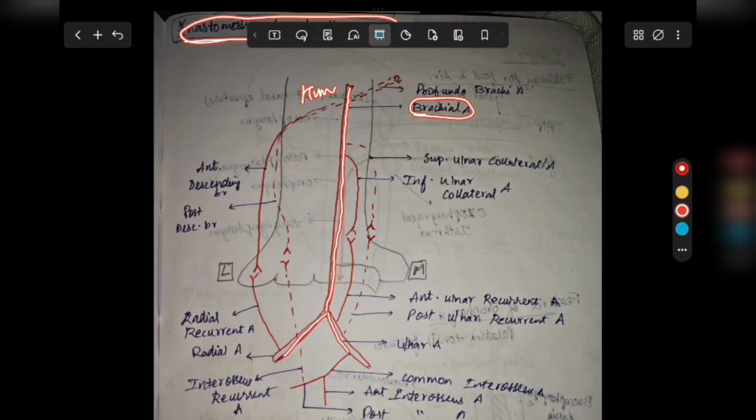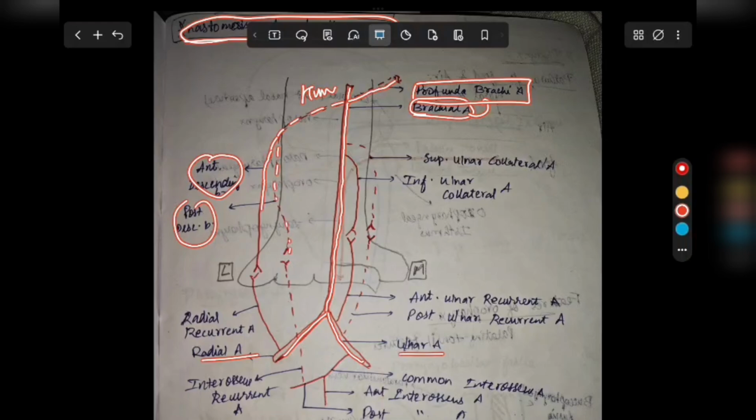One is the radial artery, another one is the ulnar artery. Next, another branch of the brachial artery is the profunda brachial artery, which passes posteriorly and divides into two parts: the anterior descending branch and the posterior descending branch. The anterior descending branch comes anteriorly and the posterior descending branch goes posteriorly and gets anastomosis.